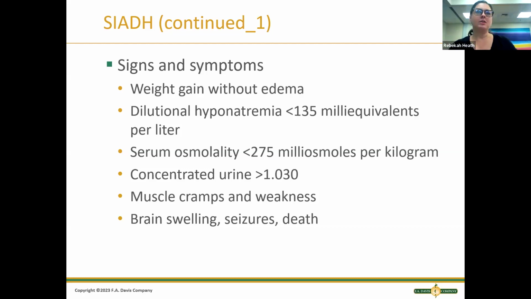So with these patients, you really have to be sure you're looking at their lab values using critical judgment, because with this person, we don't need to replace their sodium, right? They already have enough. We need to get rid of the fluid. Their serum osmolality is going to be high. It's going to be very concentrated because they are retaining all that fluid. So the urine is very concentrated. They might have muscle cramps, weakness. This can eventually lead to brain swelling, seizures, even death.